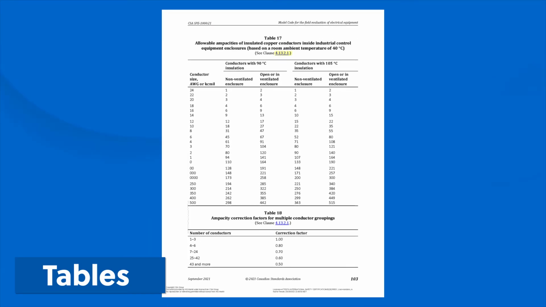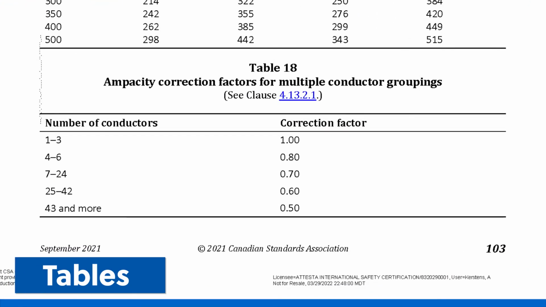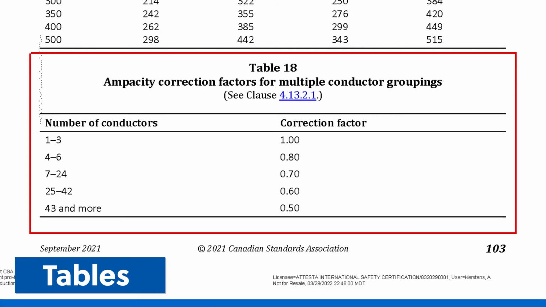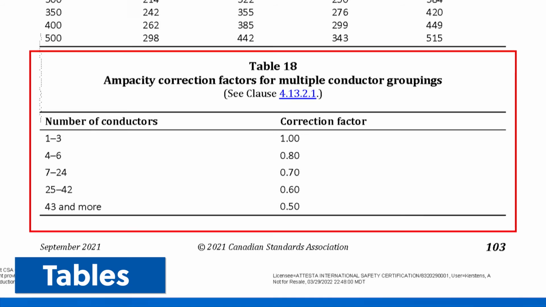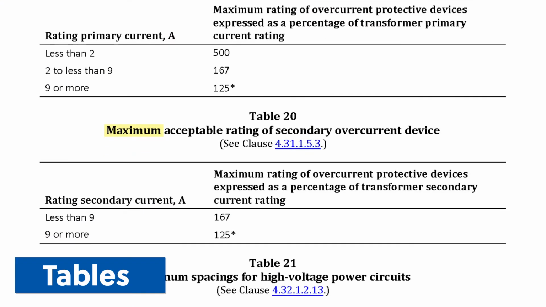Some further references change, and Table 18 was added. This would be the correction factors for multiple conductor groupings. This would be very similar to what is in the Canadian Electrical Code. There was a spelling error that was corrected.